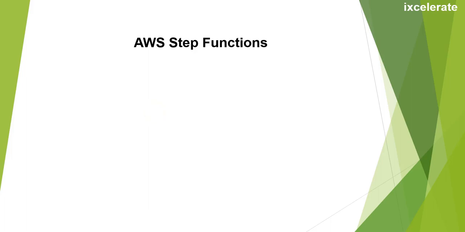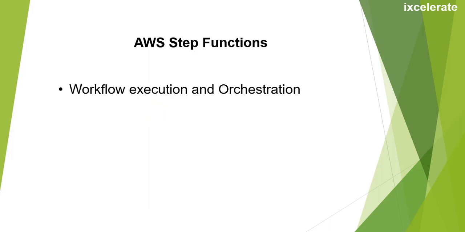What are step functions? Step functions are primarily used to execute workflows and orchestrate them in the AWS world. A workflow could be a combination of different tasks which could either run sequentially or in parallel, and these tasks may or may not have dependencies on each other. So a workflow would be a plan to execute all these tasks together with all these dependencies addressed.